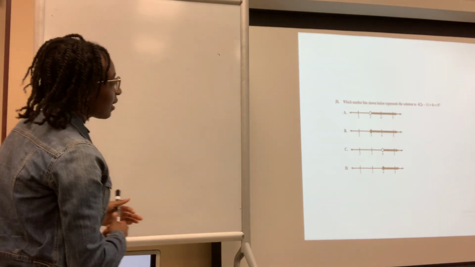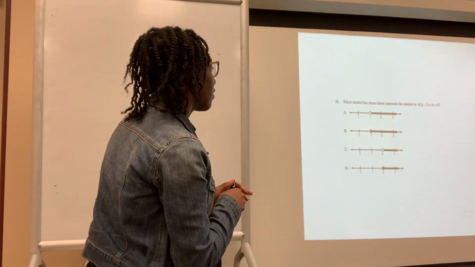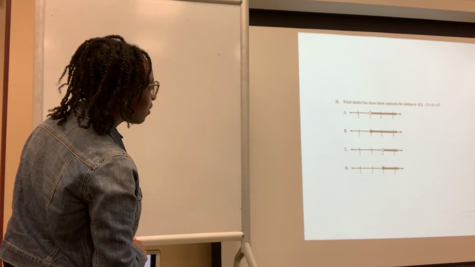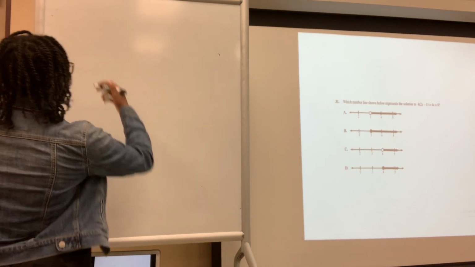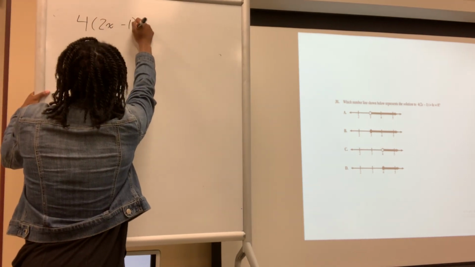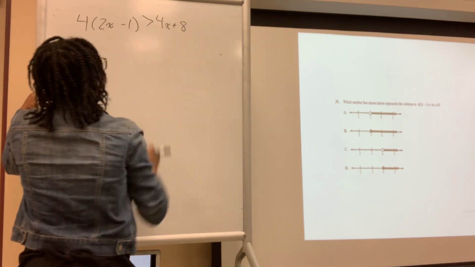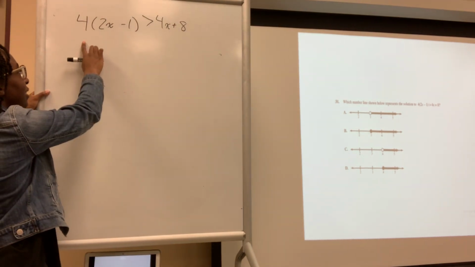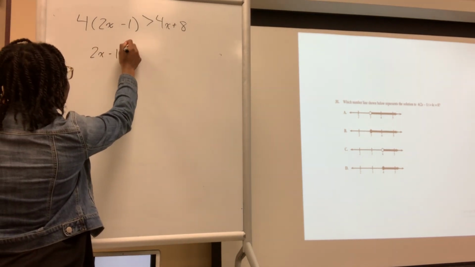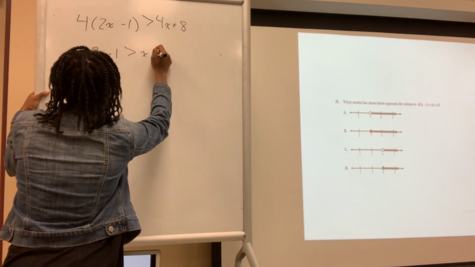Number 1 represents a solution to 4 with 2x on this one. Okay, so for this, I'll just rewrite it. It's greater than 4x plus 8. What we can do pretty easily here is divide by 4 on both sides. So 2x minus 1 is greater than 4x divided by 4, which is x. 8 divided by 4 is 2.